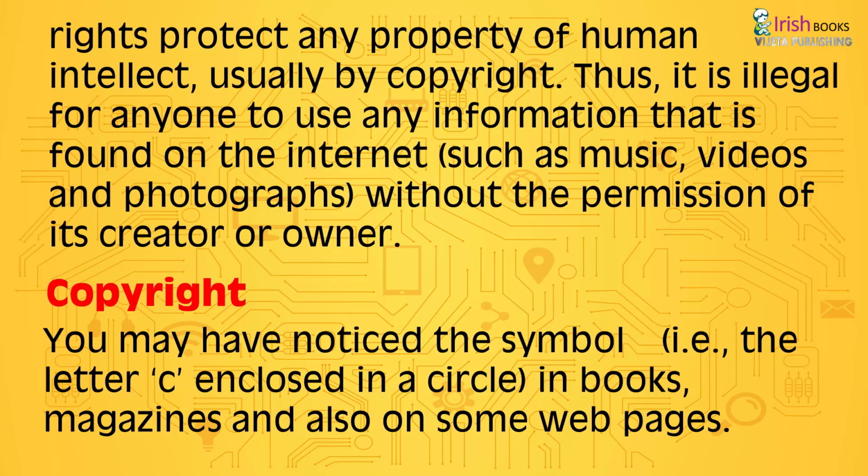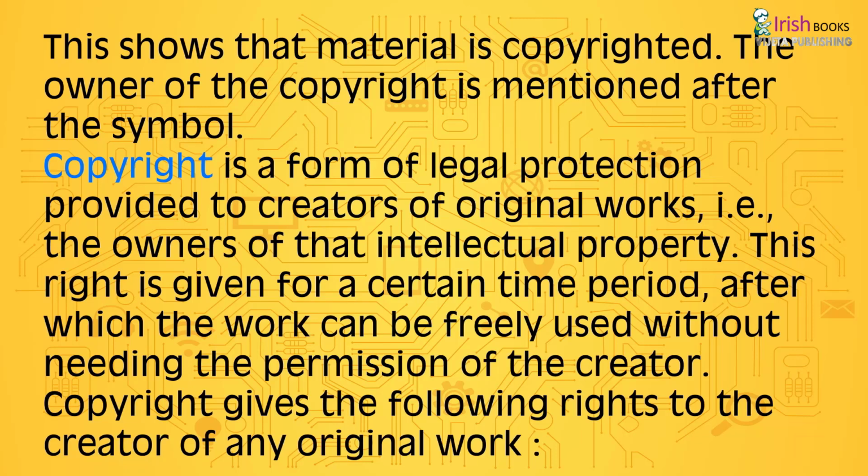Copyright. You may have noticed the symbol, a circled C, that is, the letter C enclosed in a circle, in books, magazines, and also on some web pages. This shows that the material is copyrighted. The owner of the copyright is mentioned after the C symbol. Copyright is a form of legal protection provided to creators of original works, that is, the owner of that intellectual property.